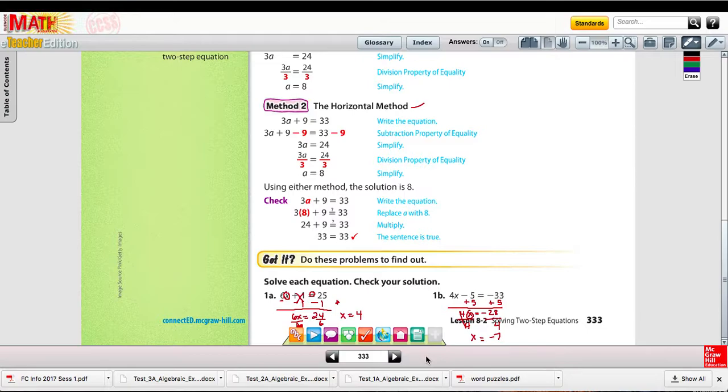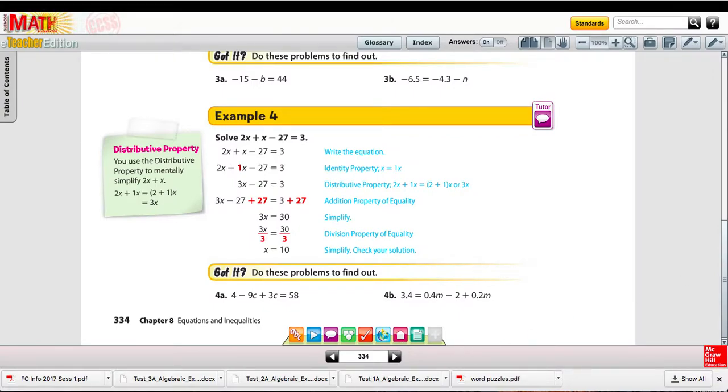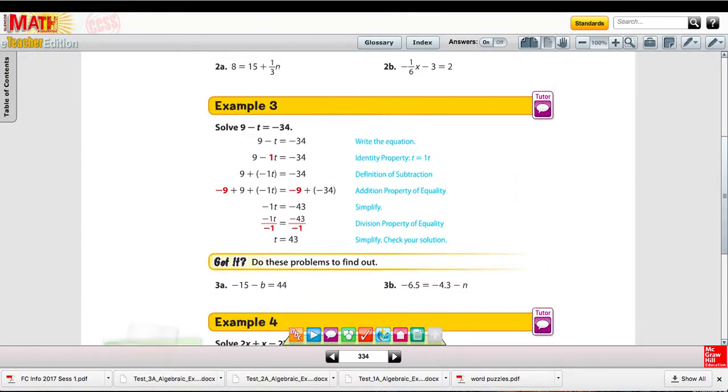Please don't just write those answers down on your sheet. Please show those steps because it's going to help us later when we get into multi-step problems. On page 334, we have a few more examples here.